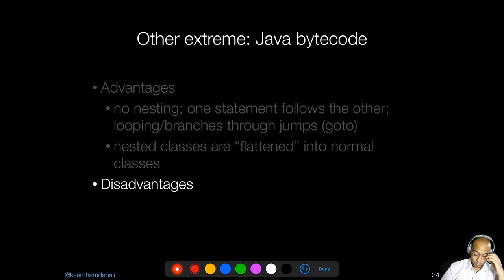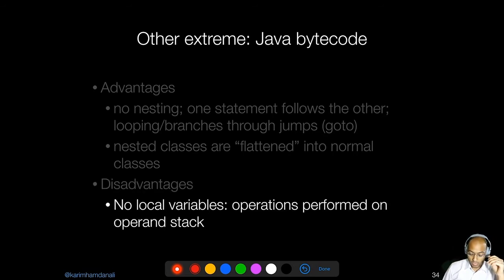Disadvantages, on the other hand, are the following. You're going to have no local variables if you deal with Java bytecode. You're going to only deal with a stack. So any operations that need temporary variables are going to be performed on a stack. And you have to reason about that stack somehow and figure out how many variables an instruction would need to pop from the stack and push on the stack after the instruction is done to be able to perform its operation properly.